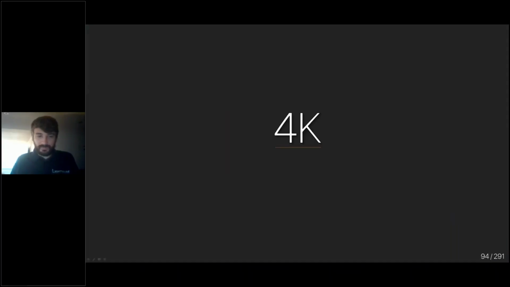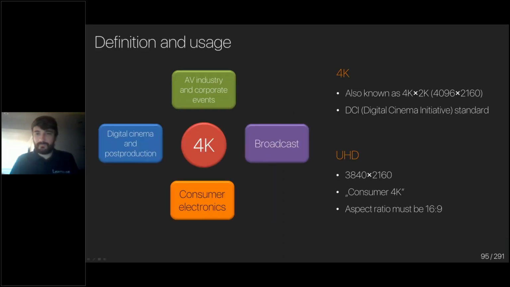So we're going to start off with 4K. There are different definitions being used around these kinds of higher resolutions. Technically, 4K is 4096 by 2160 and is a sort of cinema standard resolution. What a lot of people call 4K is really UHD, which is 3840 by 2160, which is effectively 4 full HD signals stitched together. So it keeps the same aspect ratio of full HD.